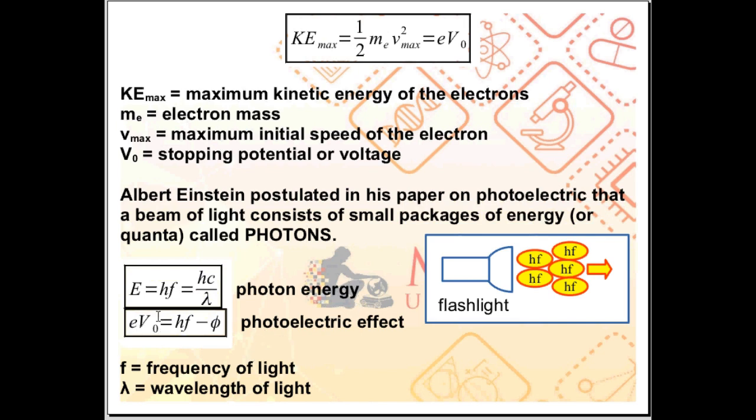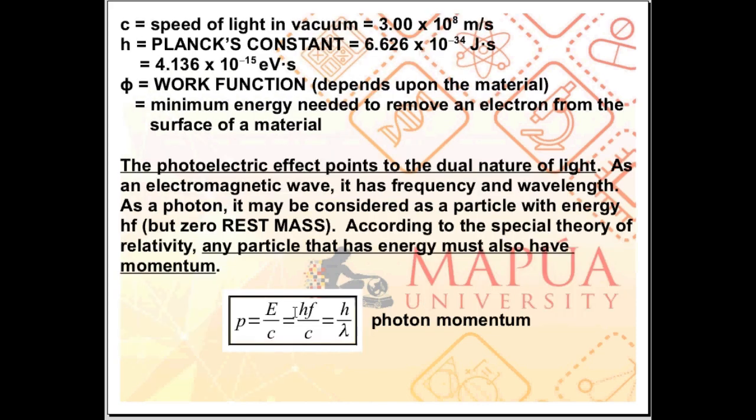So eV naught, representing the kinetic energy of the emitted electron, is equal to the energy of the incident photon minus the work function of the material. c, of course, is the speed of light, 3 times 10 to the 8 meters per second.